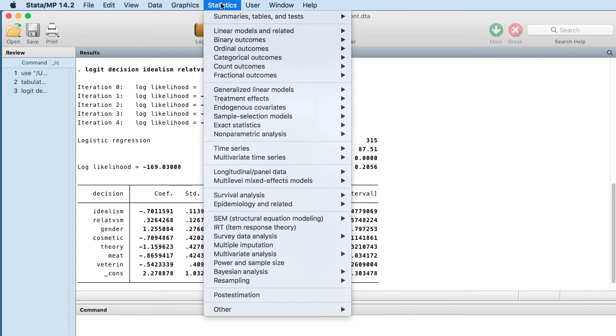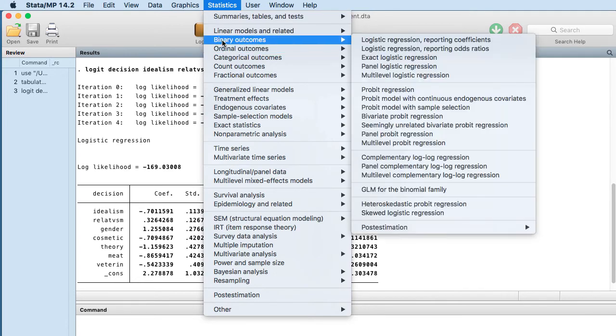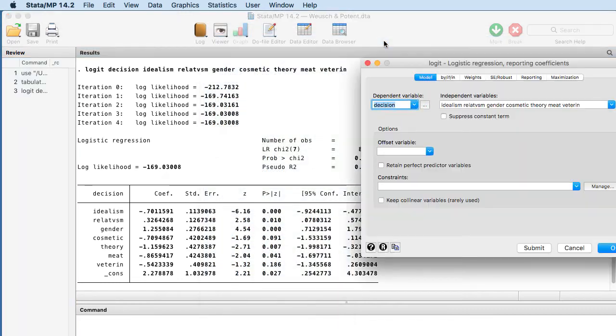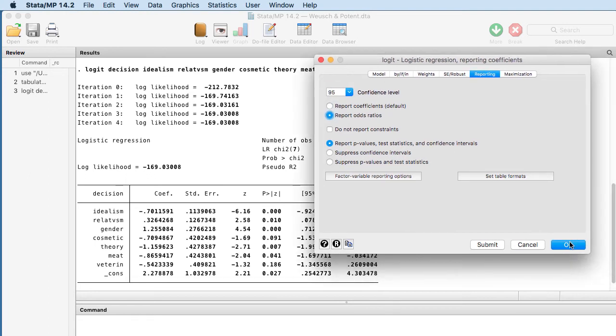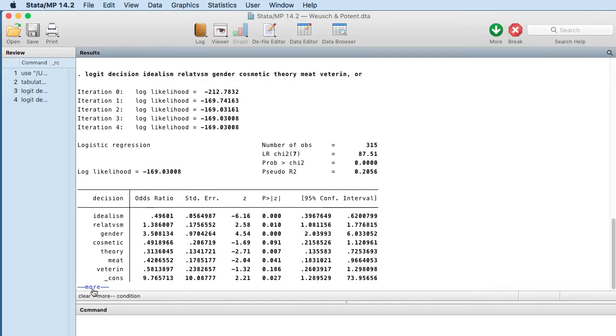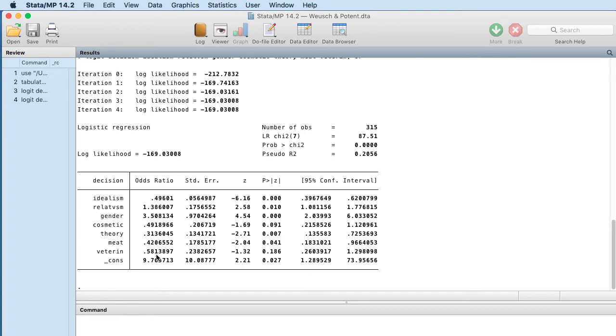And so to get the odds ratio, we can go back up to statistics. We can go to binary outcomes. We can go to our same dialog box, logistic regression reporting coefficients. And under reporting, we can check report odds ratios and then OK. So now you'll notice that instead of the unstandardized coefficients, we obtain the odds ratios.